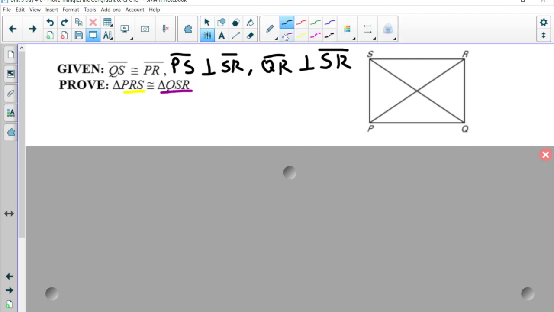Now, hopefully, where you traced out PRS, here's P to R through S, there's triangle number one. And then the other triangle is QSR, Q to S through R. And you might already notice something in the diagram, but we'll come back to it.